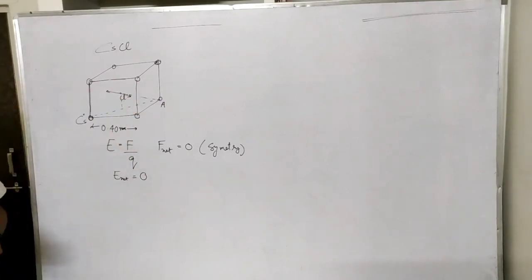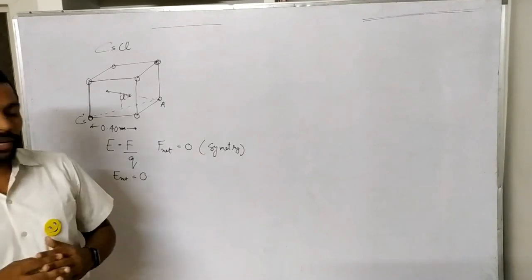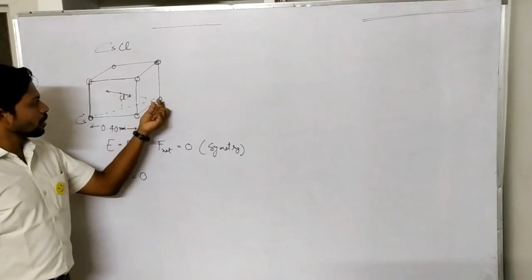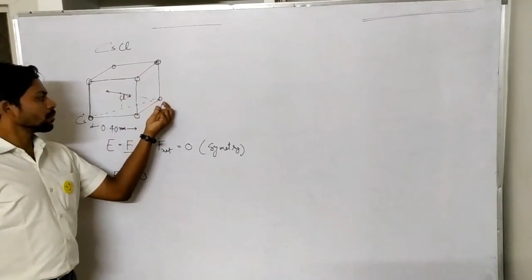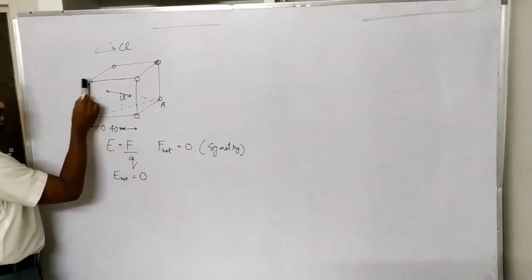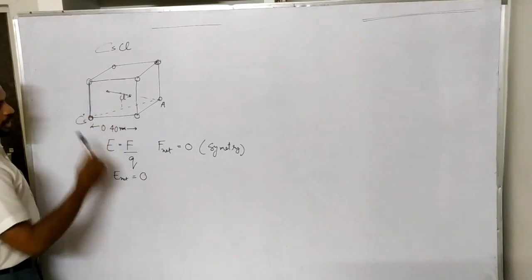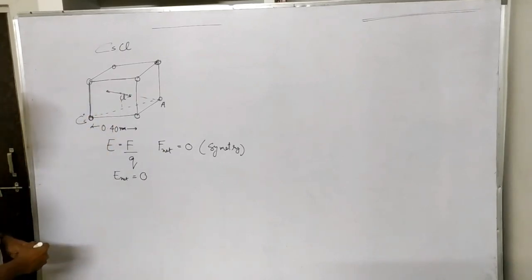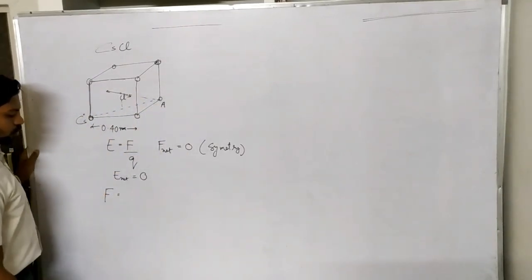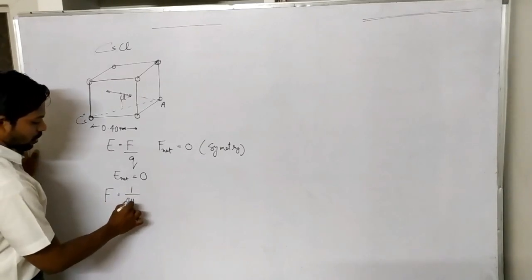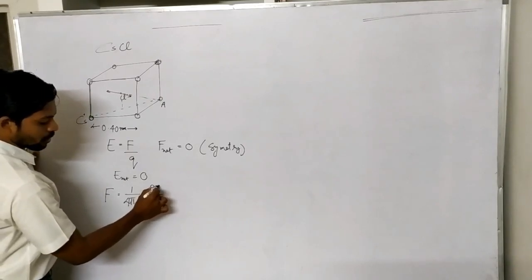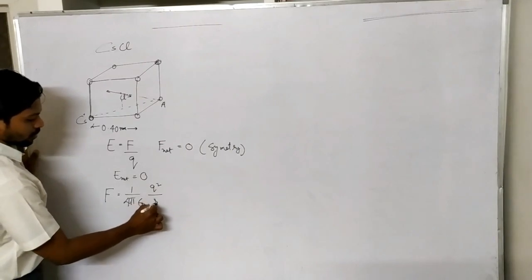The second part in the question is, they asked us to find out what is the electric field on chlorine if the atom at point A is taken out. Then there will be a force due to this atom on the chlorine ion. In that case, we will find the force, which is equal to 1 by 4 pi epsilon naught q square by r square.